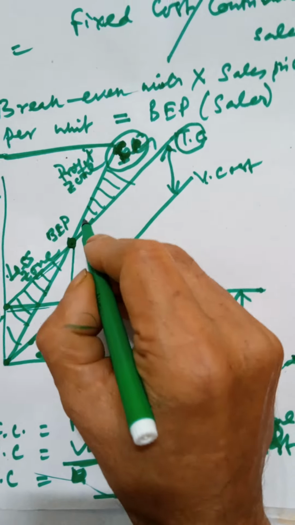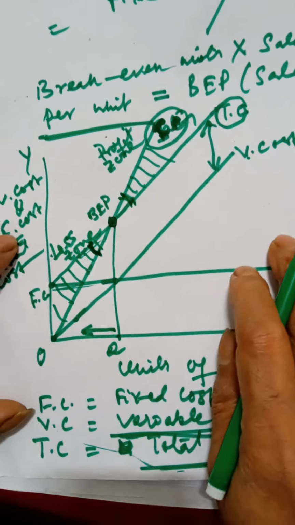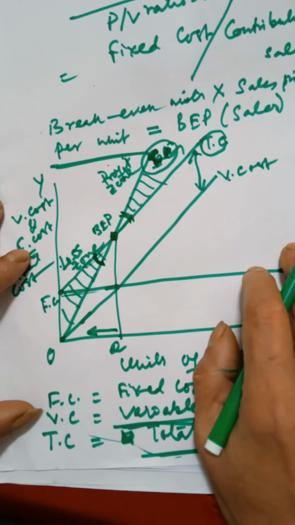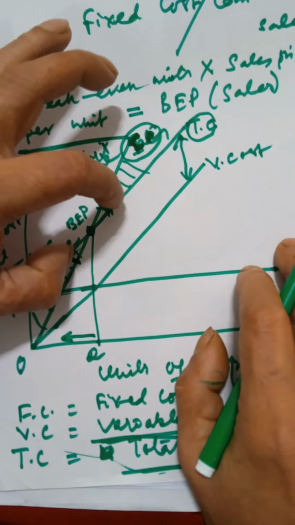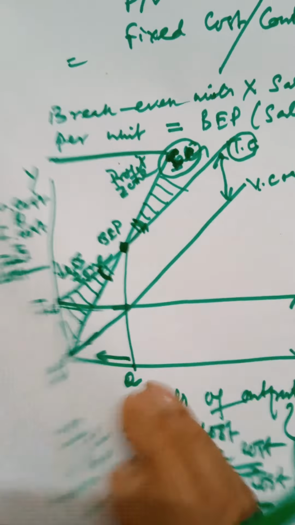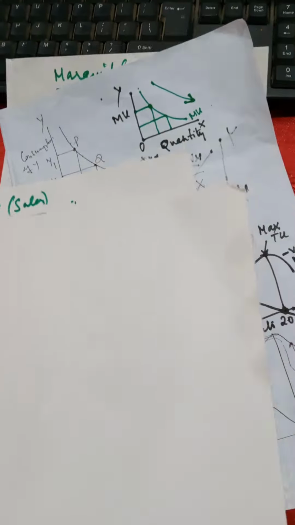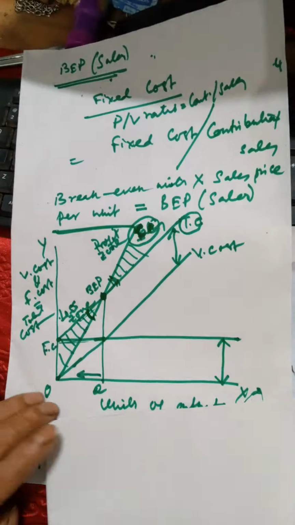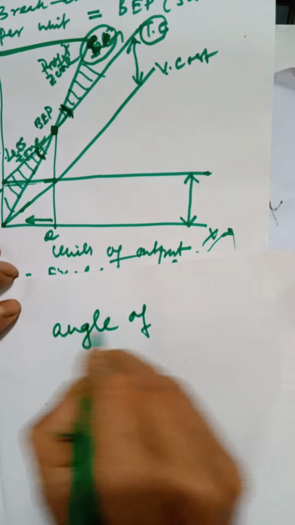Okay, now these angles, you know, geometrically these are opposite angles. Opposite angles of two straight lines are always the same. Now these angles are called angle of incidence. This angle is called angle of incidence.